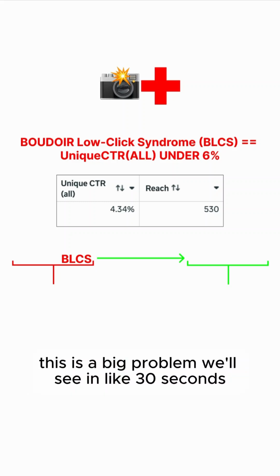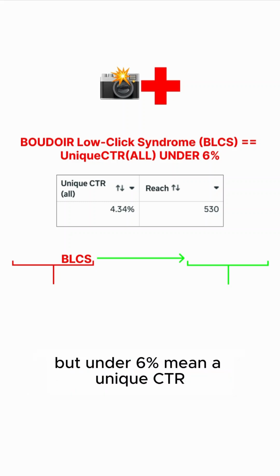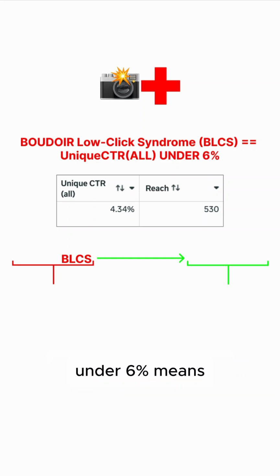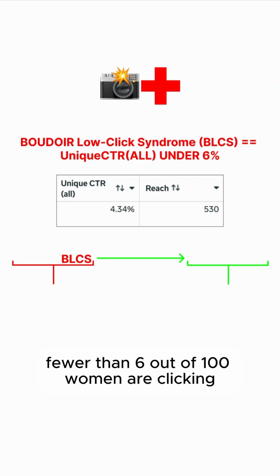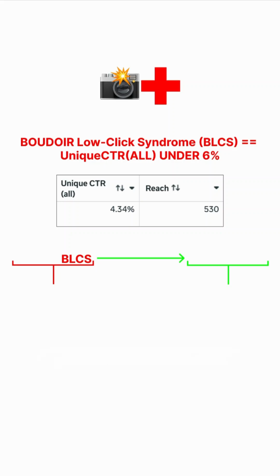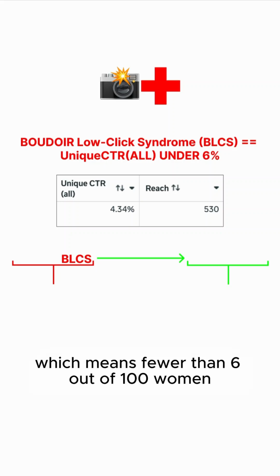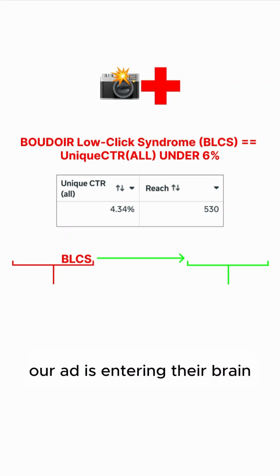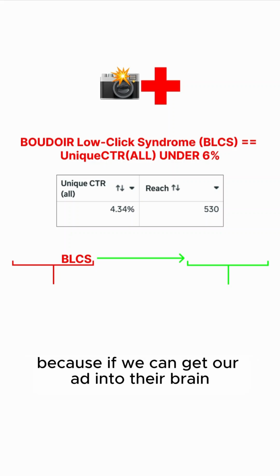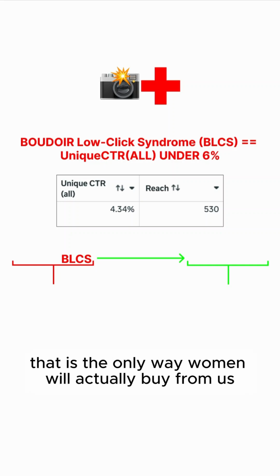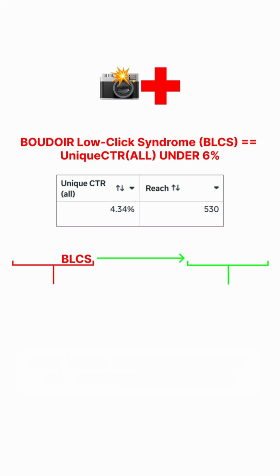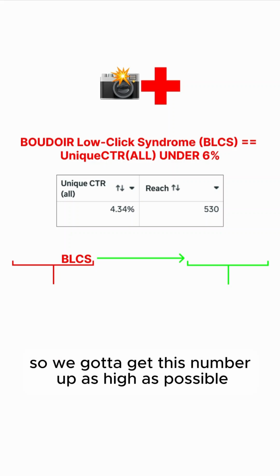This is a big problem, as we'll see in like 30 seconds. Under 6% means a unique CTR under 6%, which means fewer than 6 out of 100 women are clicking anywhere on our ad, which means fewer than 6 out of 100 women, our ad is entering their brain. And we care about that because if we can get our ad into their brain, that is the only way women will actually buy from us. So we've got to get this number up as high as possible.